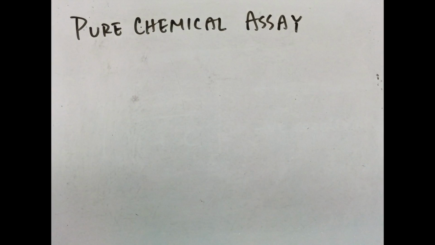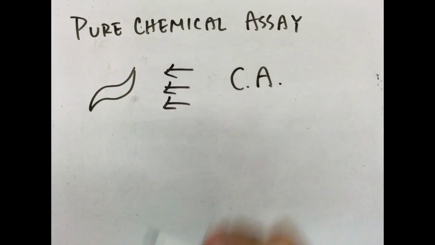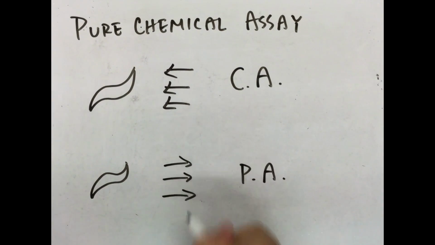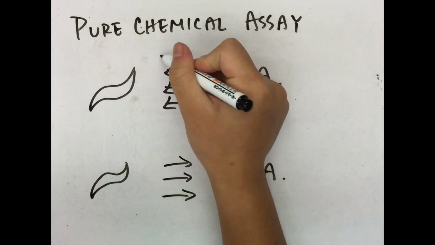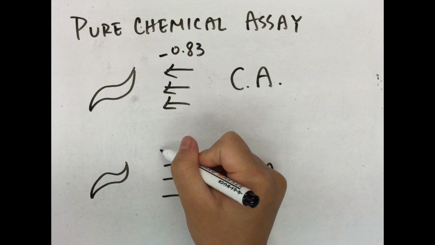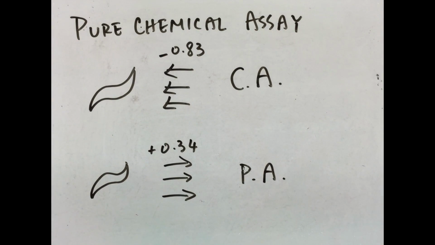Using the above assay, we found a surprising result which contradicted our predictions. The cinnamaldehyde was in fact the repellent, and the phenylpyruvic acid was in fact the attractant. The response index of cinnamaldehyde was -0.83, which is quite strong, and the phenylpyruvic acid had an index of 0.34.